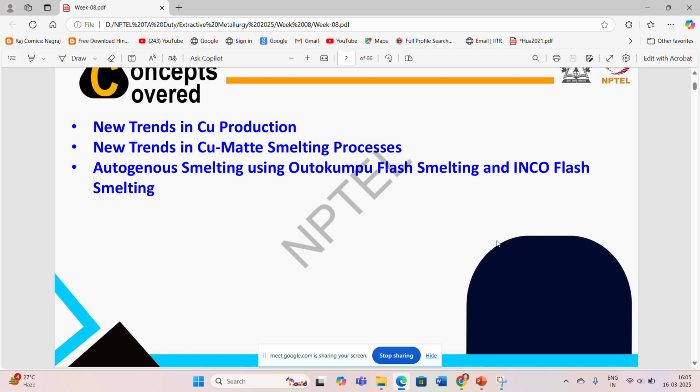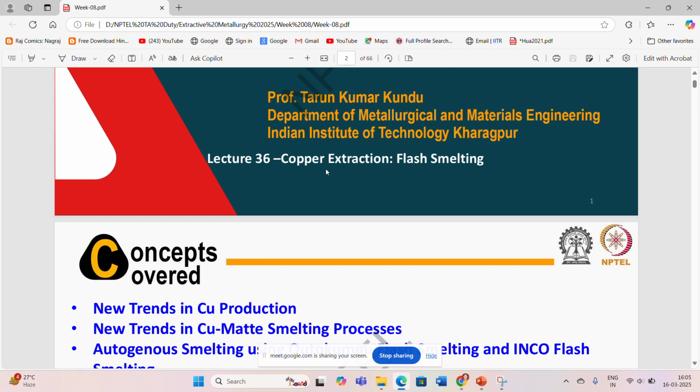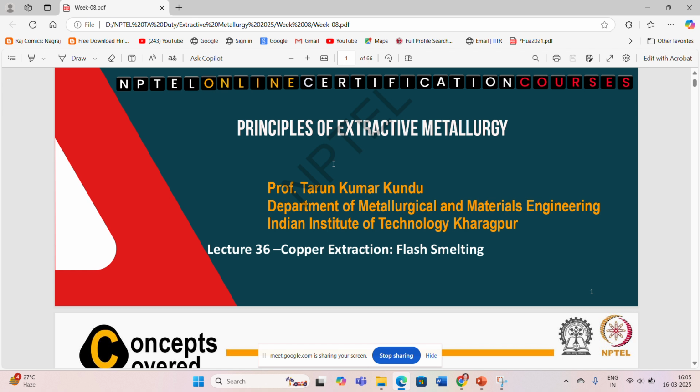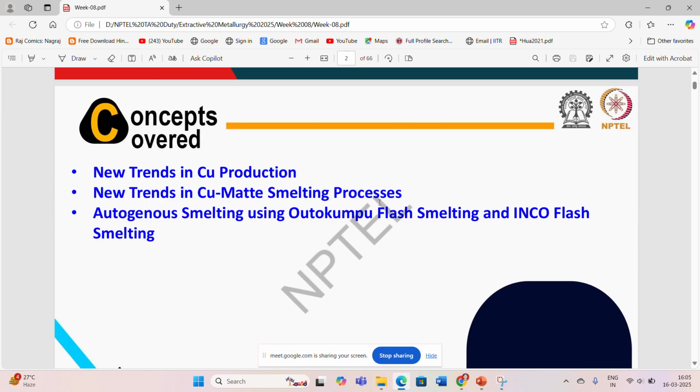Now in this week's lectures, we will talk about the extraction of copper, which is a very important non-ferrous metal. The important non-ferrous metals generally include copper, zinc, and lead metallurgy. Then we can learn about nickel also. So now we will talk about the copper extraction via the flash smelting process.